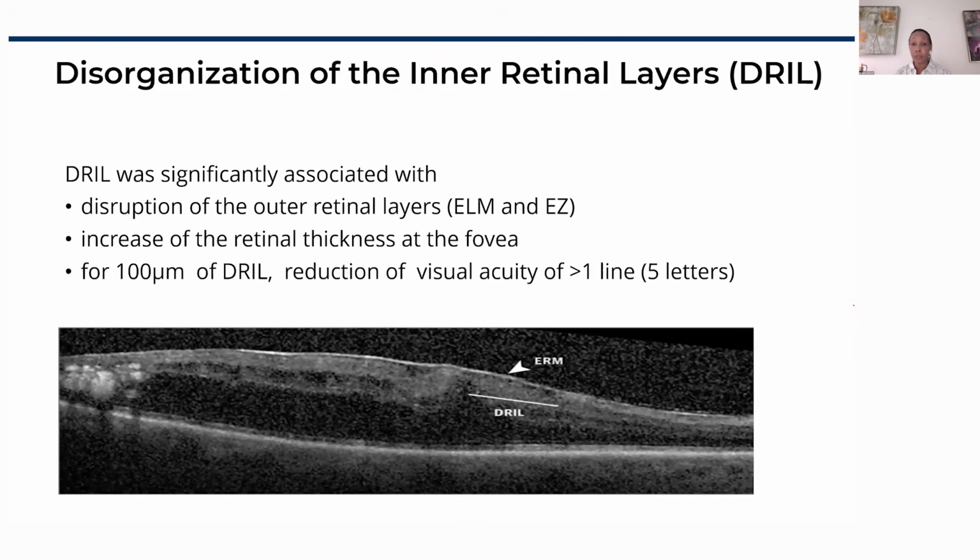Now, DRIL is also associated with, so people who have DRIL, where there's that disorganization of the inner retina, may have increase in the retinal thickness at the fovea. And one study actually showed for 100 micrometers of DRIL present, you had a reduction of visual acuity of one line, approximately 5 letters. So you can kind of judge and have an idea of the severity of the visual acuity from the presence of DRIL and the amount of DRIL.